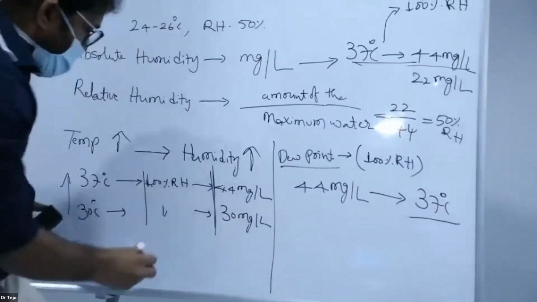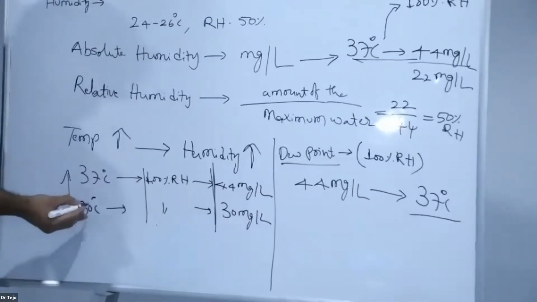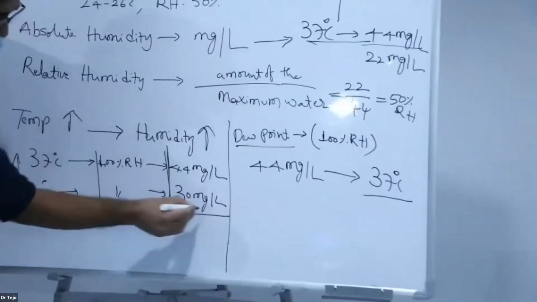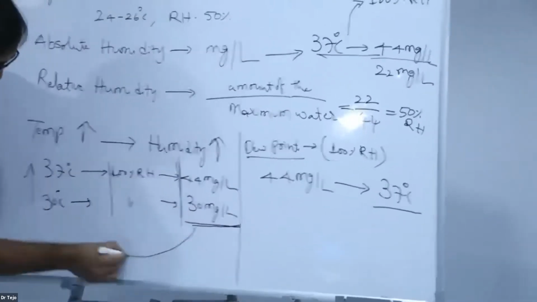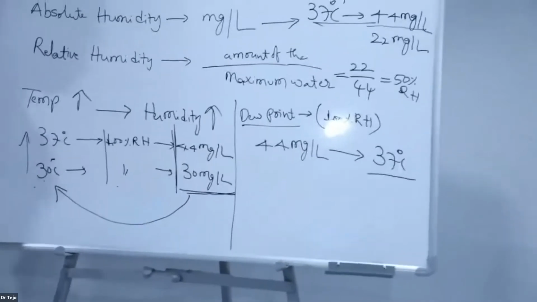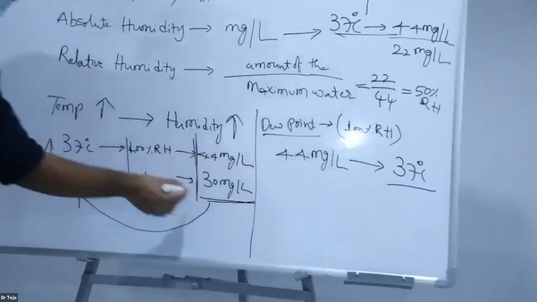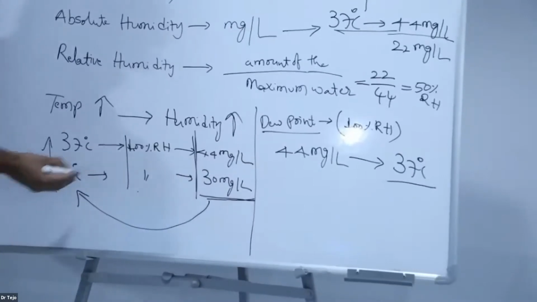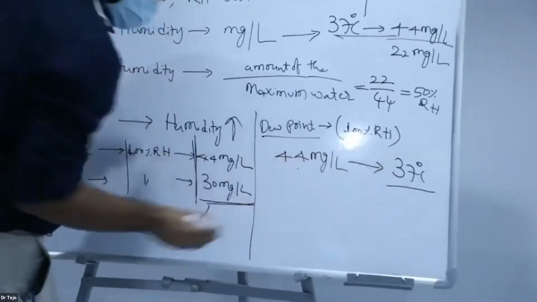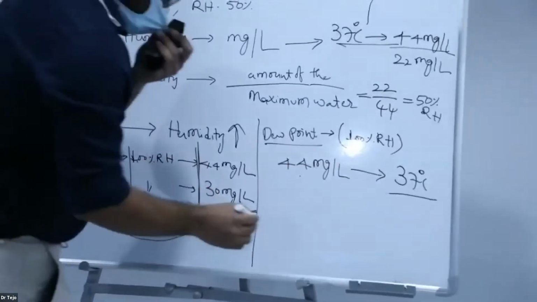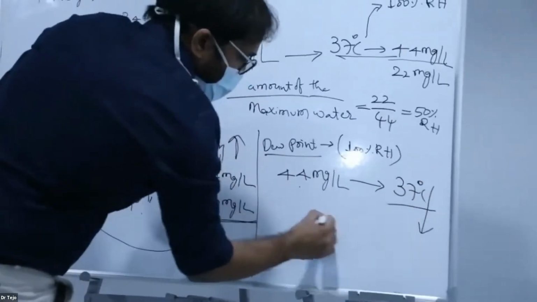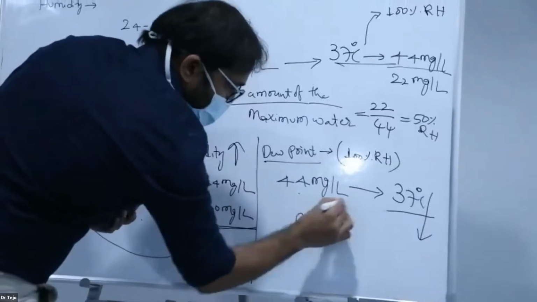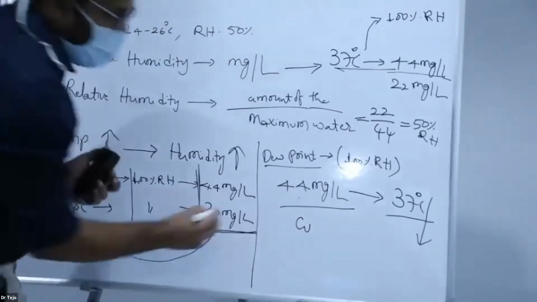In the same way, at 30 mg per liter humidity, the gas is maximally saturated at 30 degrees centigrade. So for 30 mg per liter, the dew point is 30 degrees centigrade. For 44 mg per liter, the dew point is 37 degrees centigrade. Below this temperature, water will condense. The excess water vapor will condense.